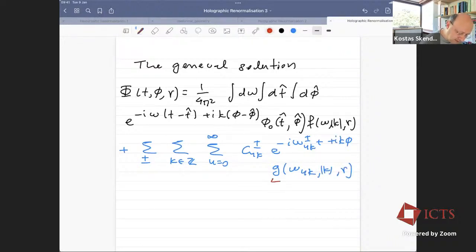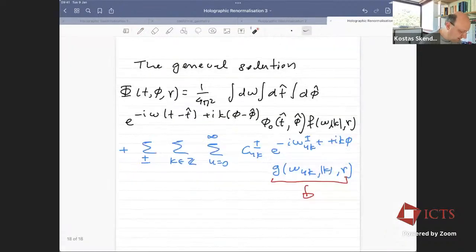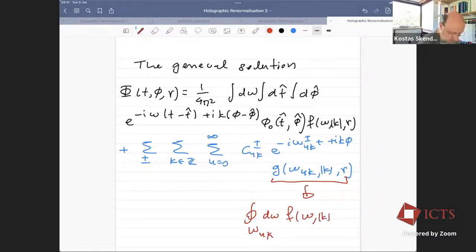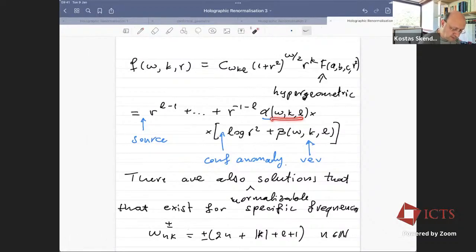Where this specific piece over here relates to this function f I described over here, and it's basically given by a contour integral over circles which are centered at the normalizable frequencies of the same function. So this function here, this product, contains poles at the normalizable frequencies given here.